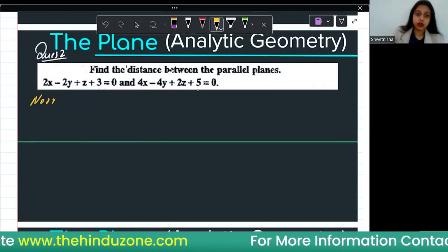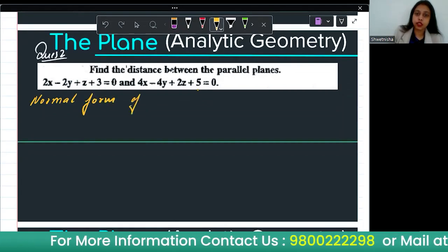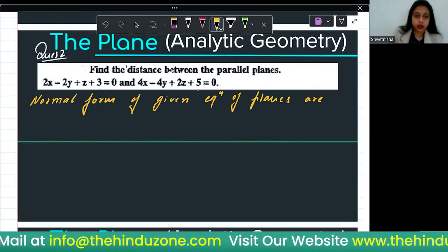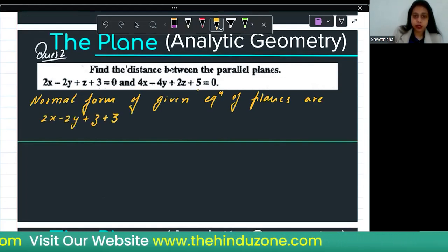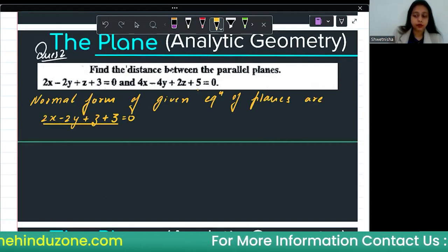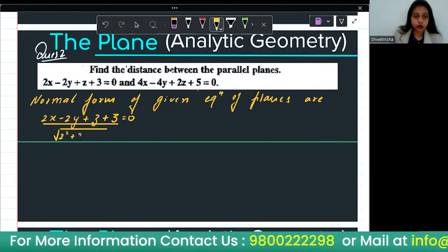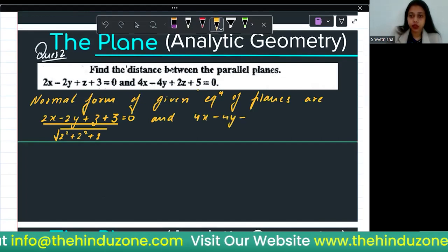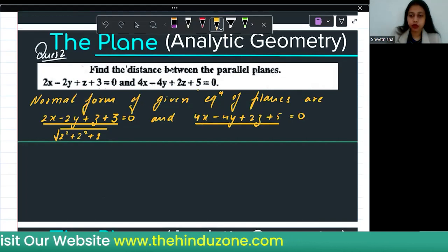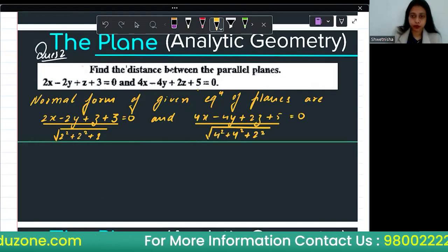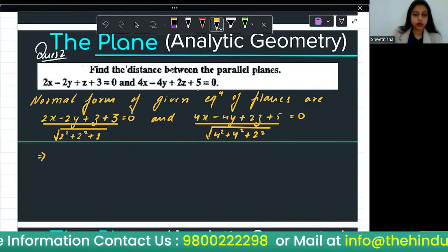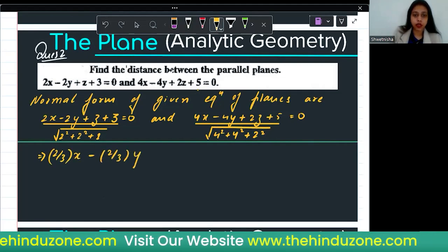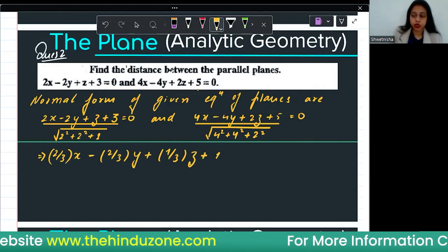How? See, the normal form of the given equation of planes: 2x minus 2y plus z plus 3 equals 0, divided by the root of 2 square plus 2 square plus 1. This is how you convert it into normal form. And 4x minus 4y plus 2z plus 5 equals 0, divided by the square root of 4 square plus 4 square plus 2 square. This will convert into 2 by 3, which is the root of 9. So 2 by 3 x minus 2 by 3 y plus 1 by 3 z plus 1 equals 0.